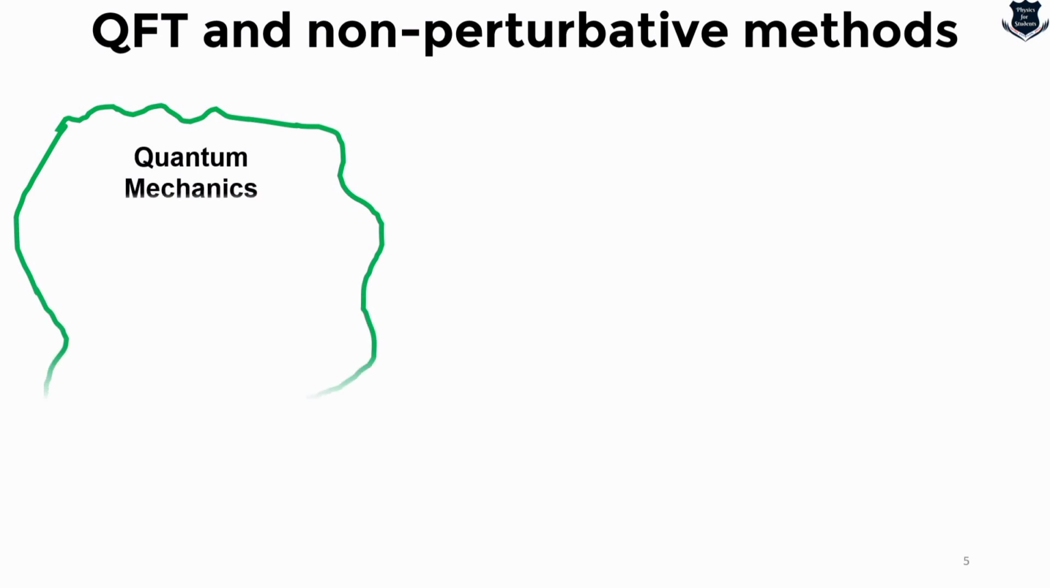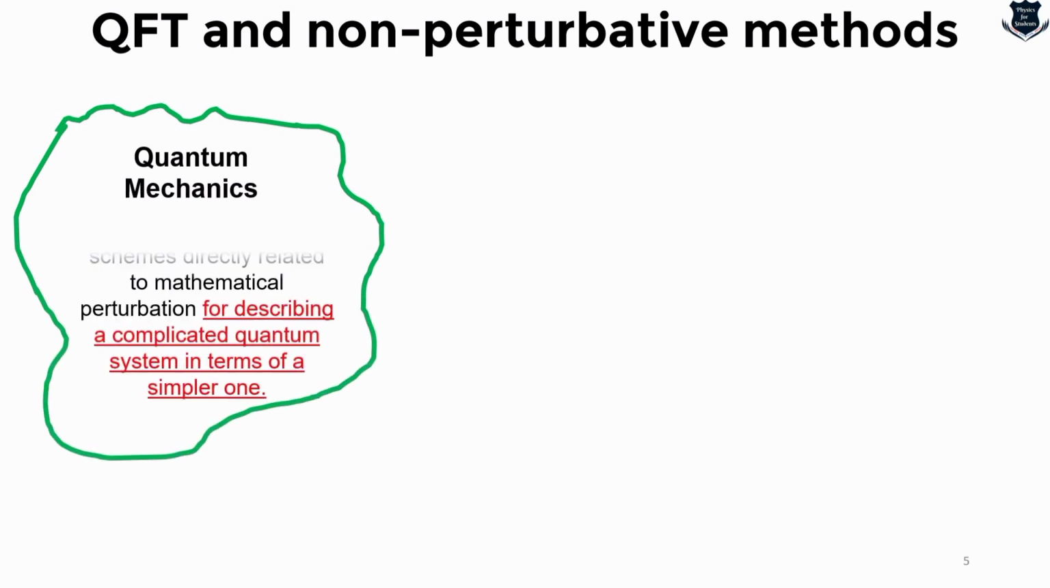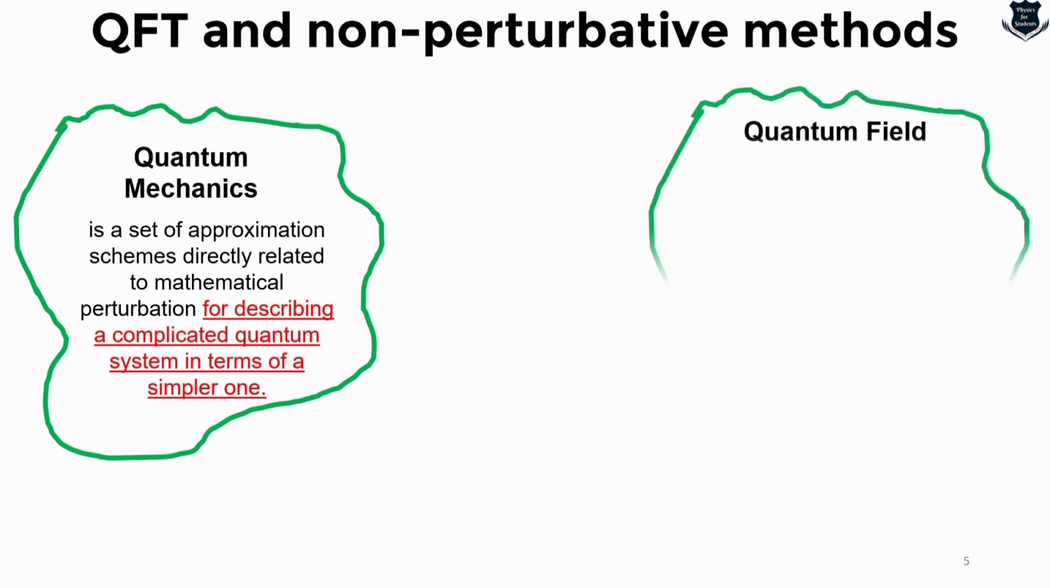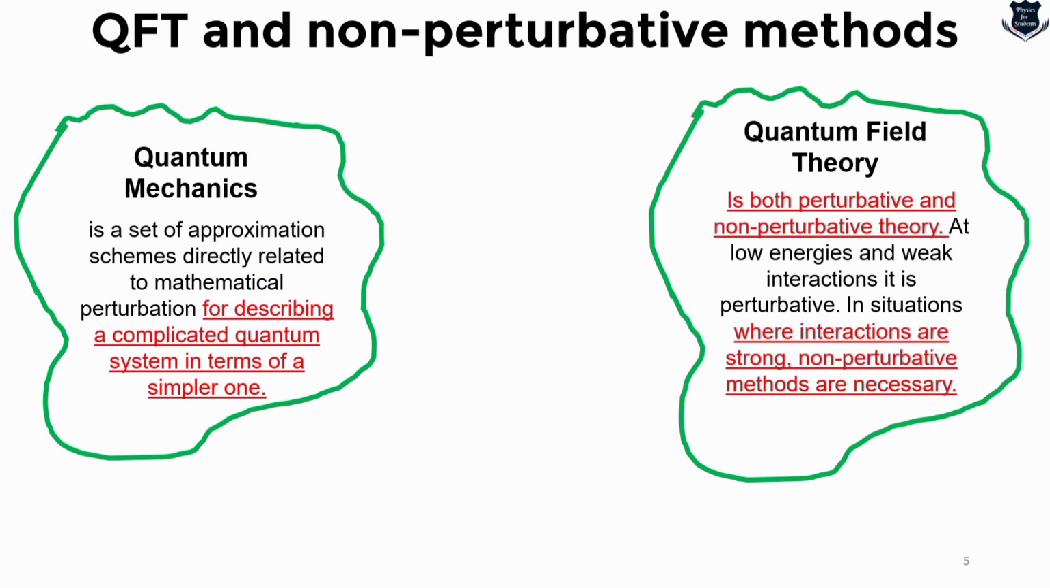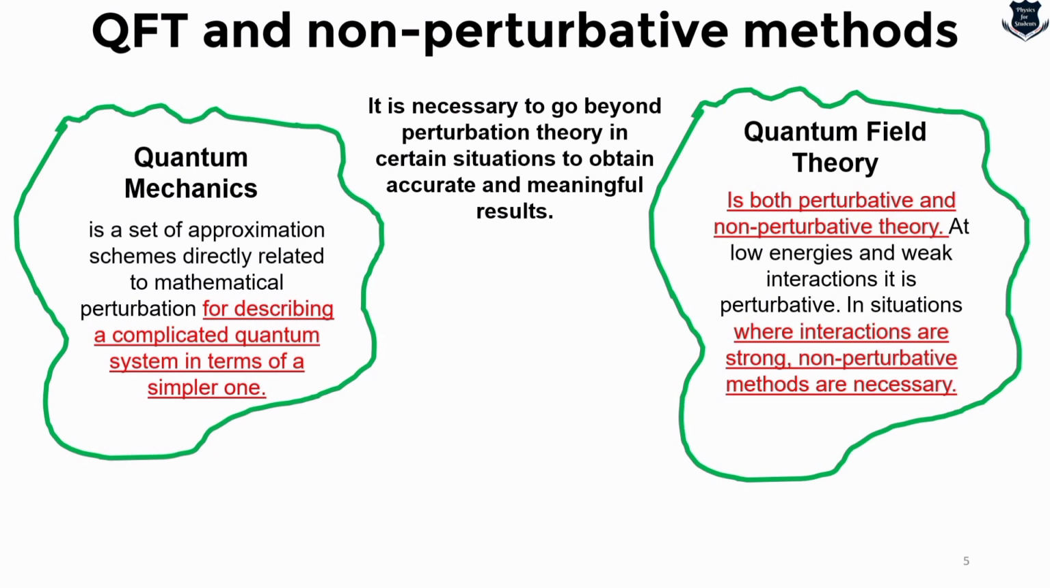Now we have also seen that there is a concept called perturbative and non-perturbative quantum mechanics, and the quantum mechanics which we use generally uses the perturbative method in order to describe a very complicated quantum system. If we talk of quantum field theory, it is both perturbative and non-perturbative. At low energies we know it is perturbative, but at certain high energies it has to be non-perturbative, and that is why the challenge arises that we have to go beyond perturbation theory, which is otherwise easy to interpret a quantum system, to obtain certain meaningful results.